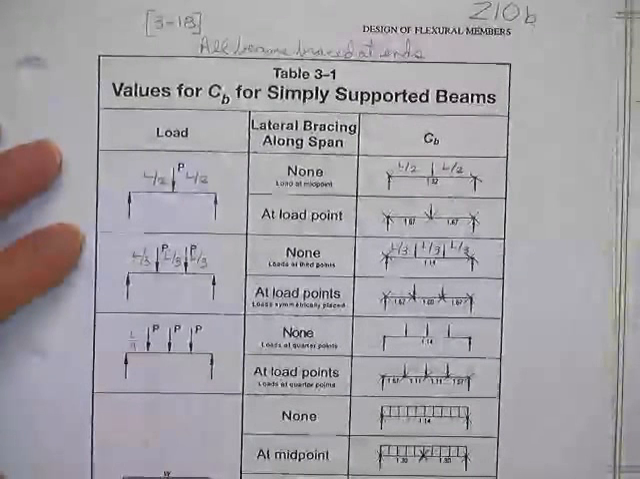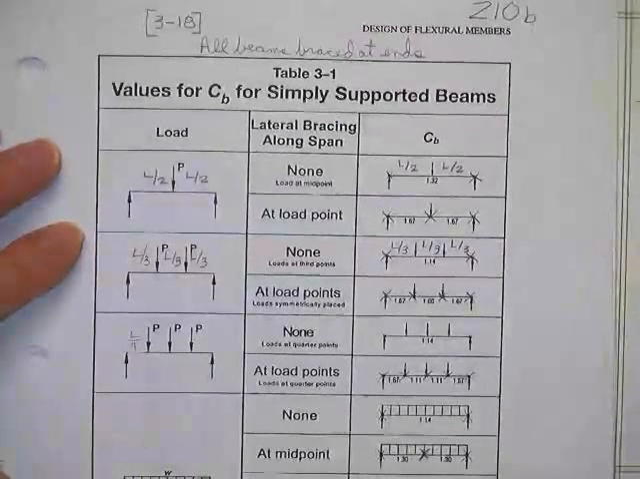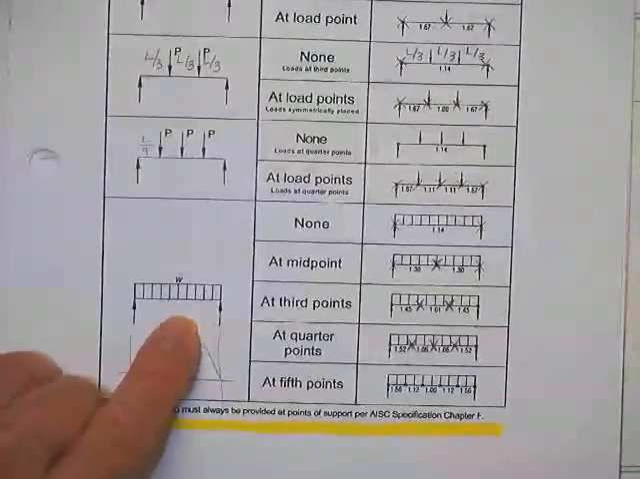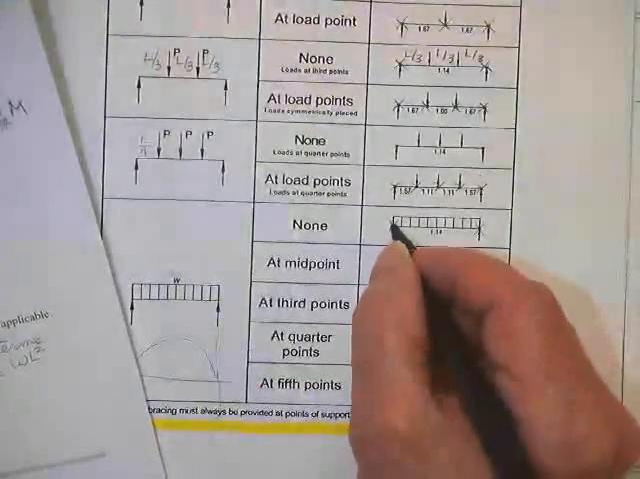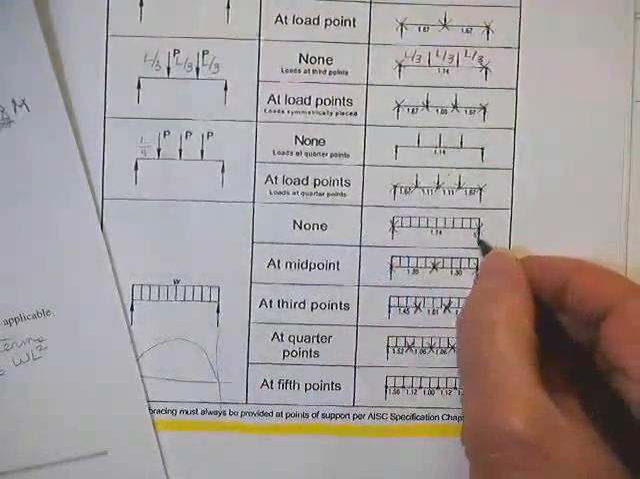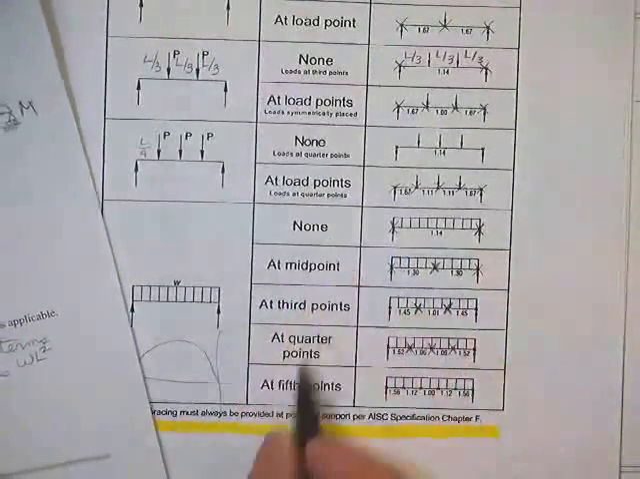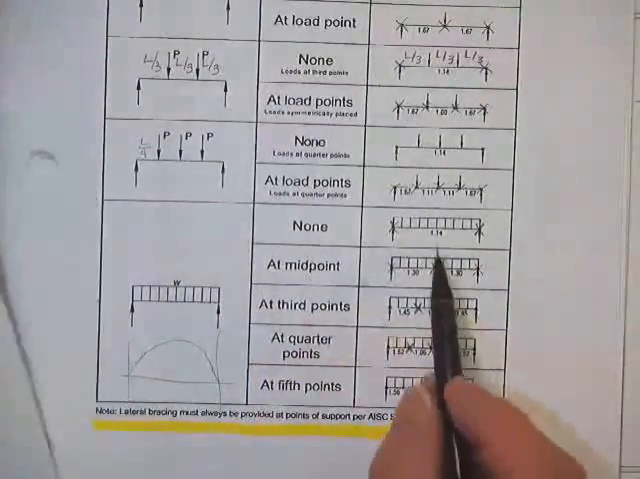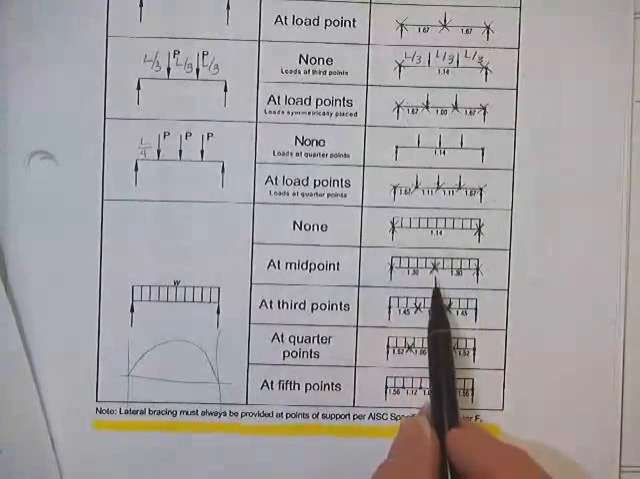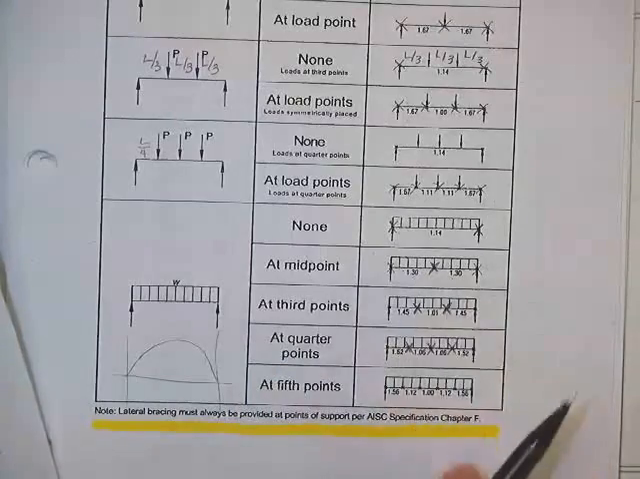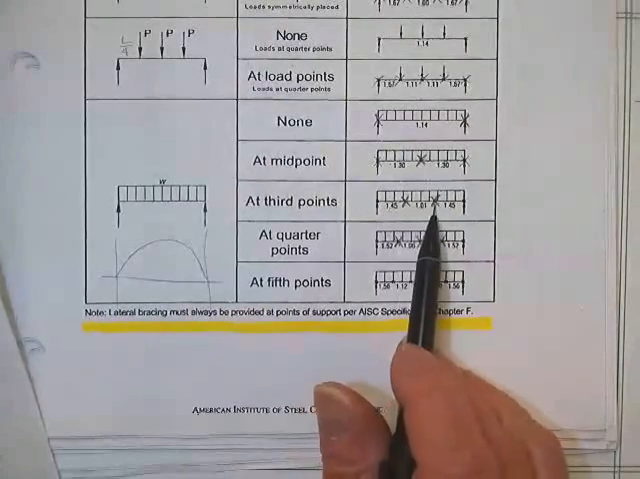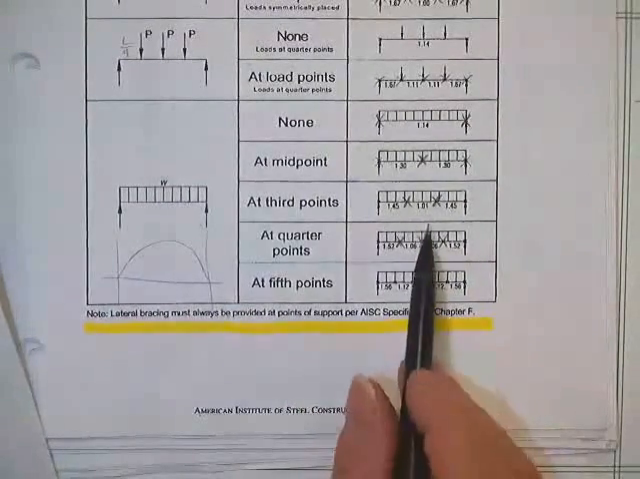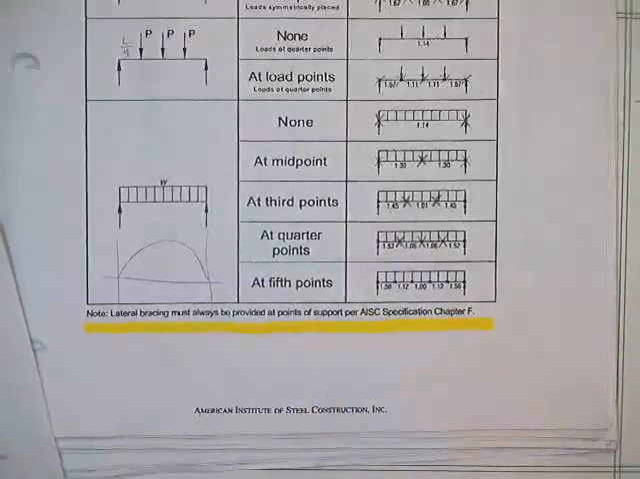Right out of page 3-18 in your AISC manual. Here's your case, uniformly loaded. Now, it bothers me a little bit that they say none, because that's not true. There's some, but I really think it ought to say at the ends only, or none in the middle, none other than the endpoints. There's your C sub B, 1.14. What if you brace it at the ends and in the middle? 1.3. What if you brace it at the third points? 1.45 on the two ends and 1.01 in the center. Look at that. You get almost no Christmas present at all.